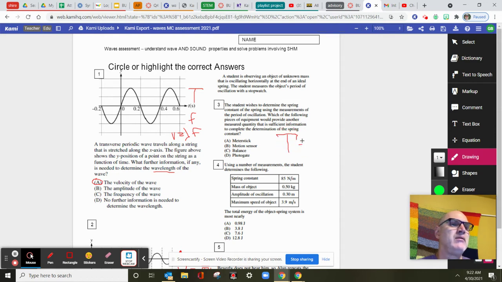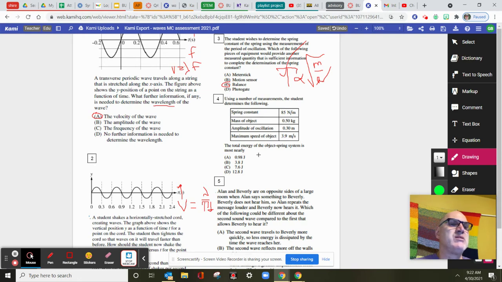Well, let's just not write everything down. Let's just remember that the period is proportional to the square root of mass over the spring constant. So we have this, check, and we want this, check. So what do we need? We need mass. Which of these things will measure mass? Well, balance.